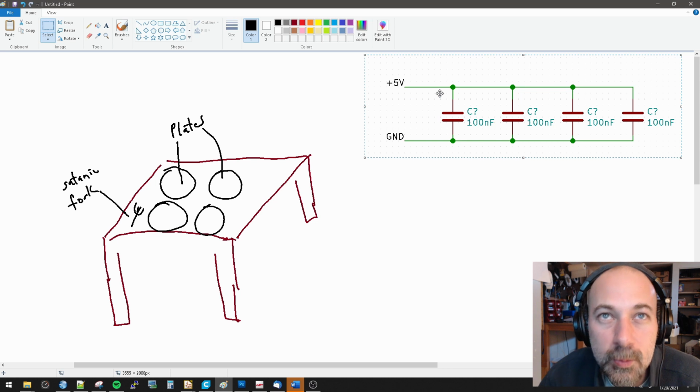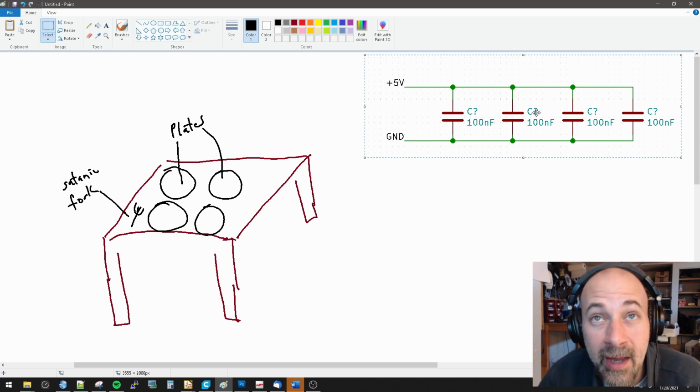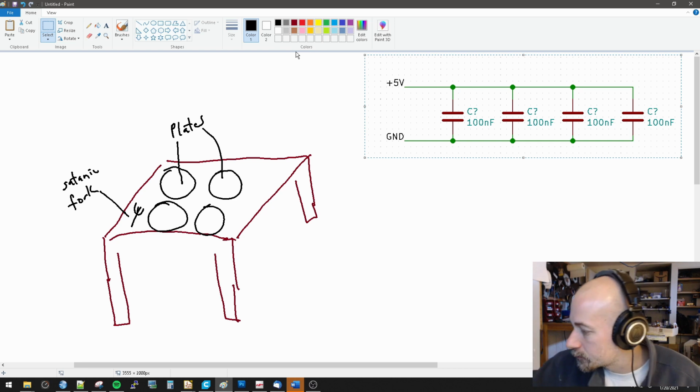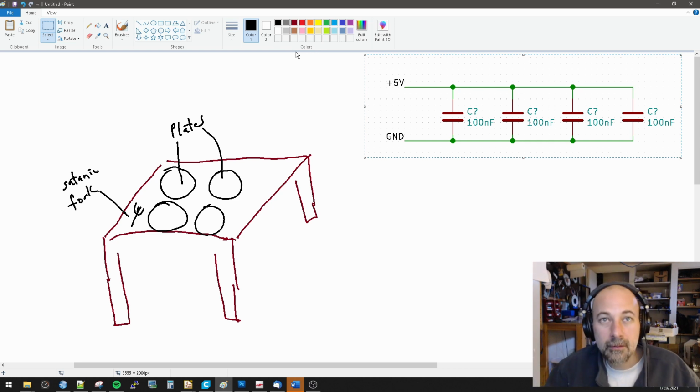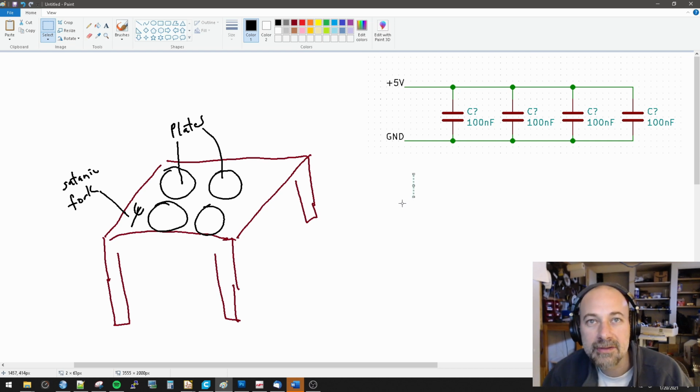Here's the deal. When you're looking at these 4 capacitors in parallel, they all do add up. And the way you think of that is more of a literal, like actually what's going on.